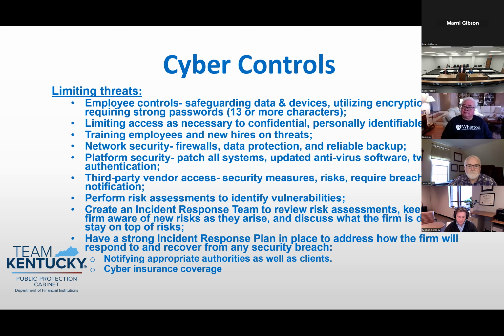Look at third-party vendor access and who has access. What types of security measures are in place? What risks are implicated by that? And require through your agreement with them that they notify you of any breach that they may be a victim of. You need to perform risk assessments to identify vulnerabilities in your network and look at ways that you can improve that. You need to create an incident response team to review your risk assessments.